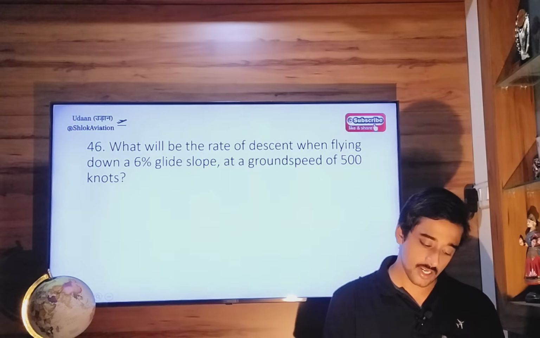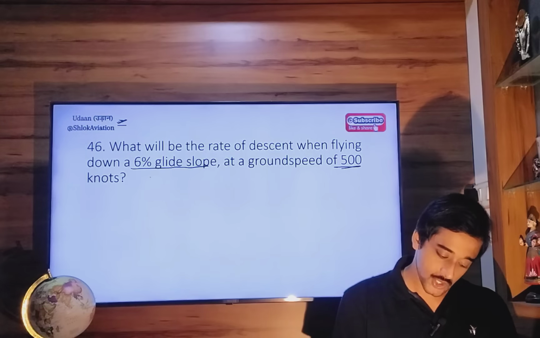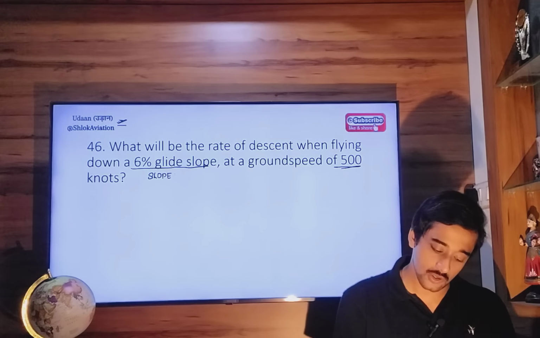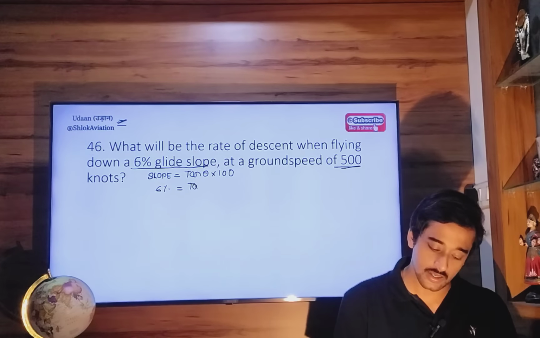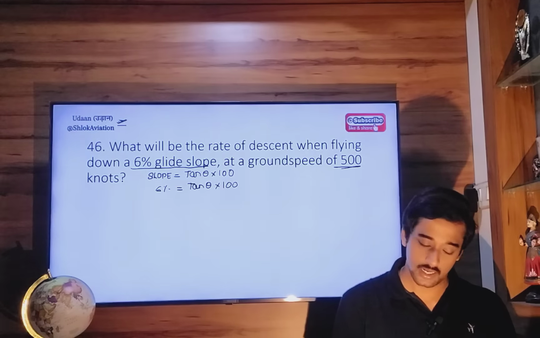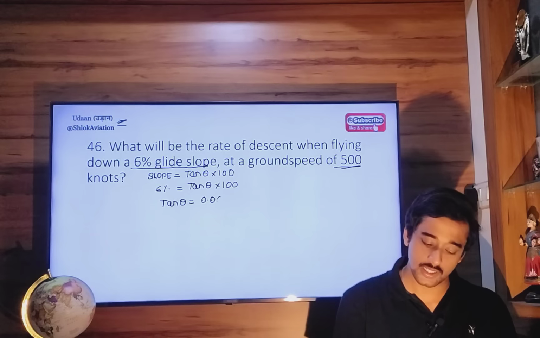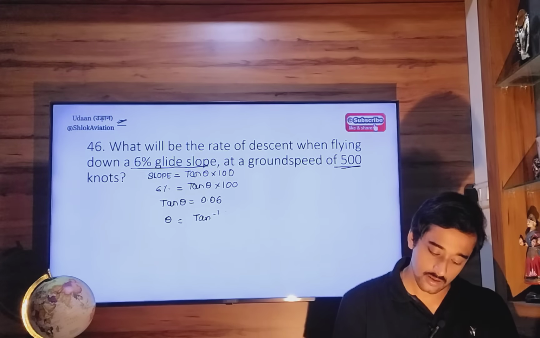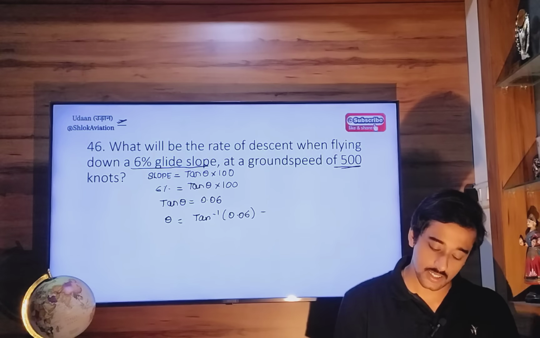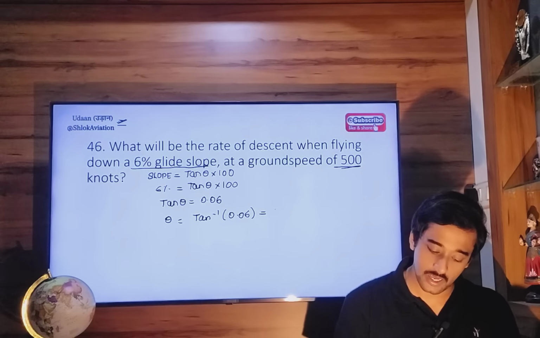What will be the rate of descent when flying a 6% glide slope at a speed of 500 knots? So again, same formula, slope equals tan theta into 100. So 6% equals tan theta into 100. So tan theta equals 6 divided by 100, 0.06. Theta equals tan inverse 0.06, which is 3.4 degrees.